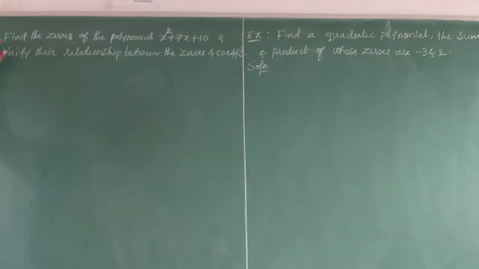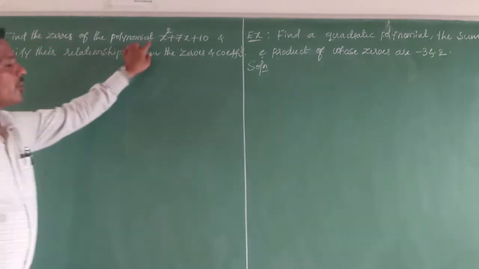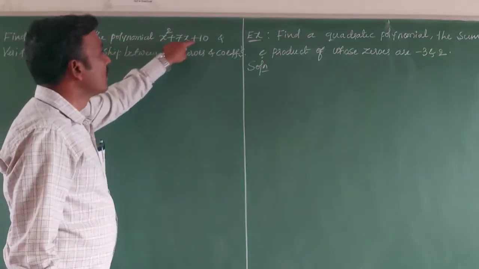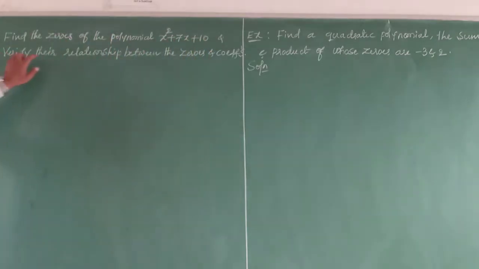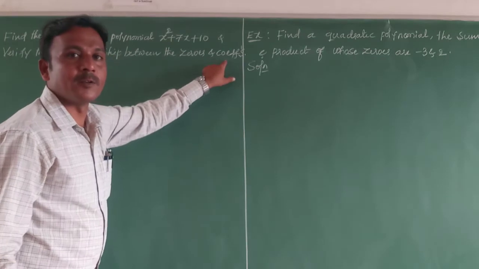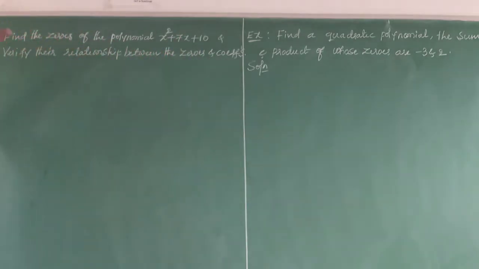Yes, by using the relation between coefficients and polynomial, I will discuss one example. Find the zeros of the polynomial x square plus 7x plus 10. This is a quadratic polynomial, and verify the relationship between the zeros and coefficients. You have to verify this one, the relationship between the zeros and coefficients.